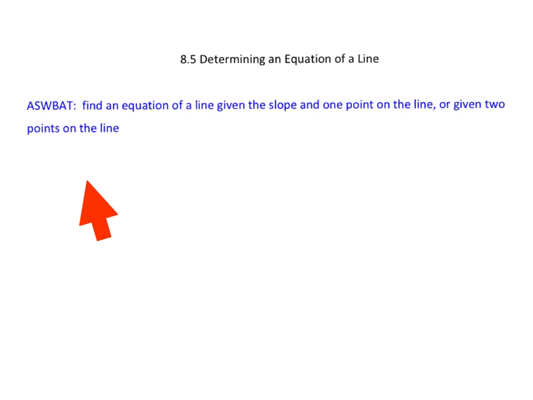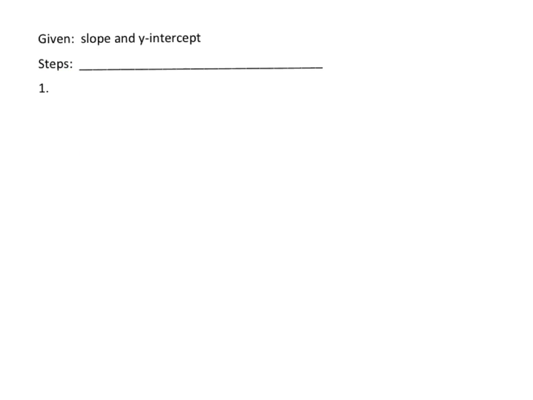Tonight's lesson is on determining an equation of a line. Hopefully by the end of this video, you'll be able to find an equation of a line given the slope and 1 point on the line, or given 2 points on the line. Just to note, you will be filling in the steps on your own by listening to what I say, and you'll be copying down the work that we have for each of our practice problems.